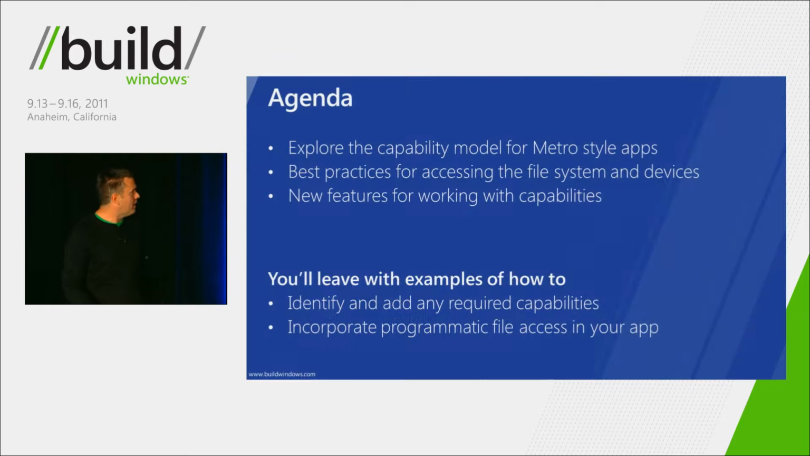So what are we going to talk about here today? First, we're going to introduce the capabilities model for accessing the file system and devices. Then next, we're going to look at the capabilities that are available to you as developers and how your consumers and customers will experience them. And finally, I'm going to fire up Visual Studio, and we'll write some code to demonstrate how you actually incorporate capabilities into your apps.